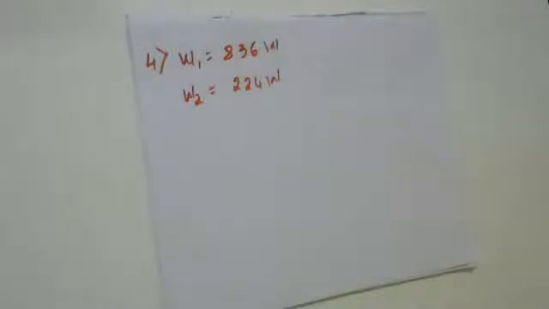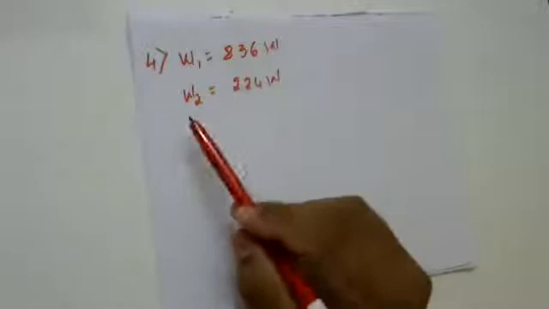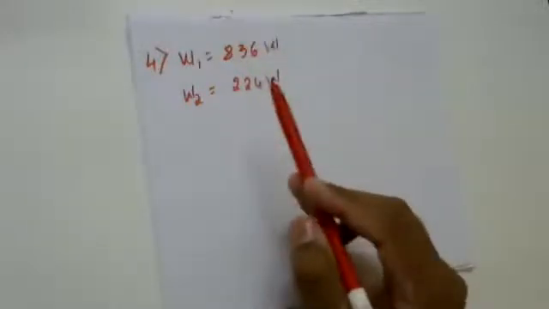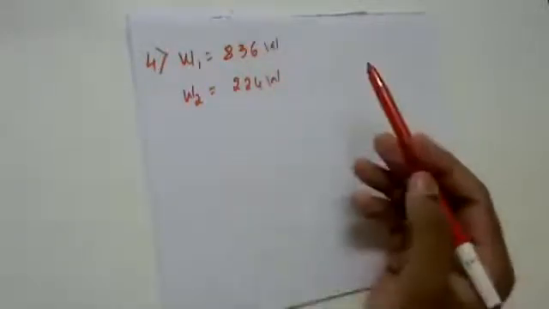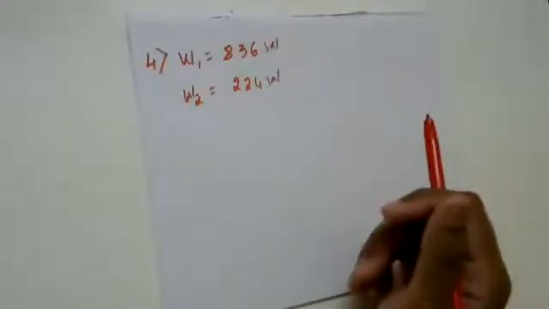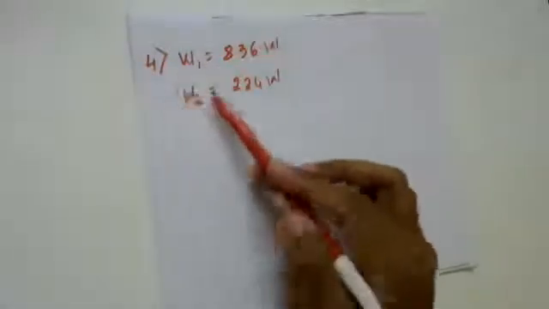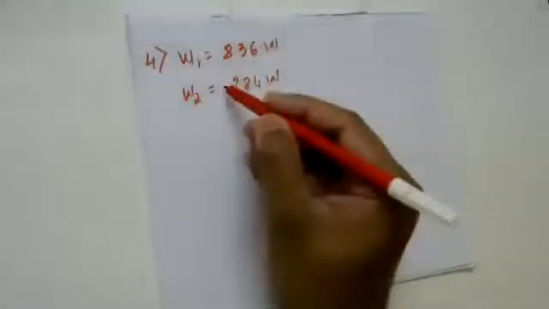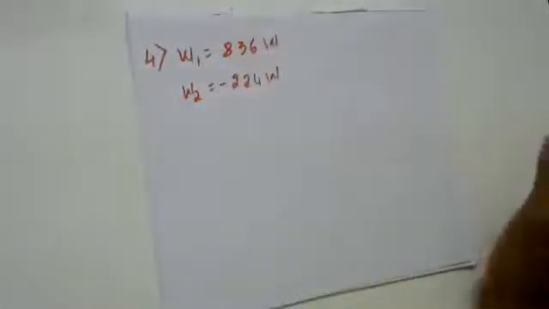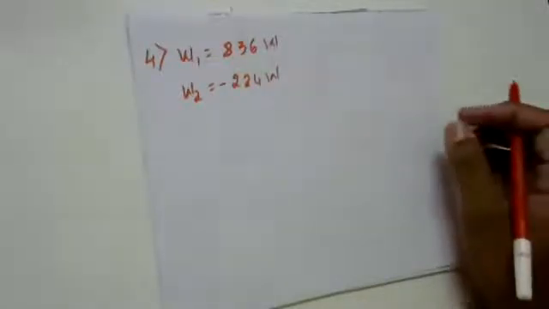Good, Vaibhavi. What this statement says is, whenever he says that the later reading is obtained after reversing the current coil, it means whatever reading W2 is showing, this value should now be written with the negative sign. So W2 is negative.